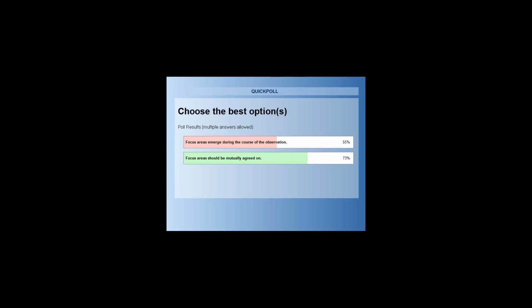Sharing results. Focus areas should be mutually agreed on. This could change over the course of the lesson, depending on what happens in the classroom, and that could be discussed. And I'm pretty confident that this will come up once the teacher reflects and says, well, this is what I planned to do, but this is not how it worked out. This is what I would have done differently, and that's likely to come up. Could we move on to the next one, please, Sophie?